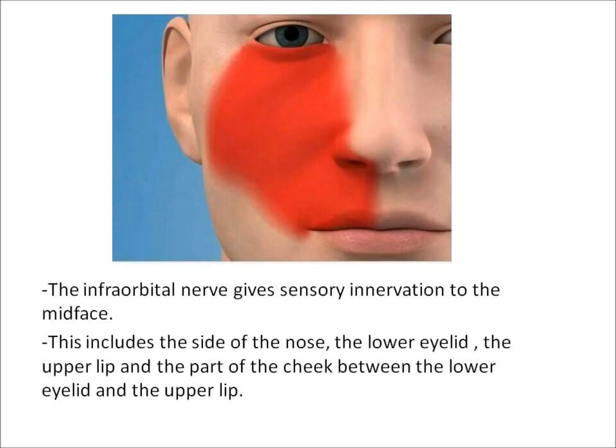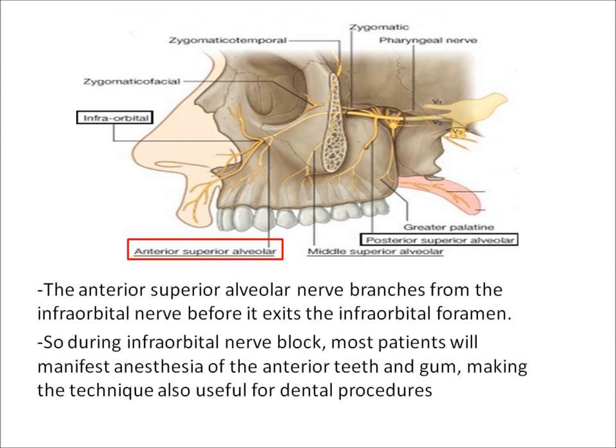The infraorbital nerve gives sensory innervation to the midface. This includes the side of the nose, the lower eyelid, the upper lip, and the part of the cheek between the lower eyelid and the upper lip. The anterior superior-alveolar nerve branches from the infraorbital nerve before it exits the infraorbital foramen. So during infraorbital nerve block, most patients will manifest anesthesia of the anterior teeth and gum, making the technique also useful for dental procedures.